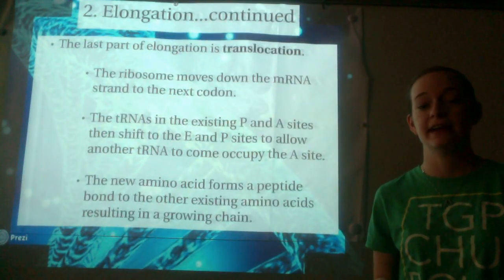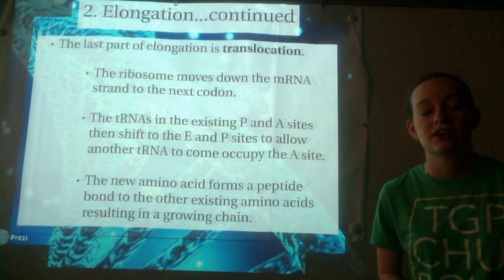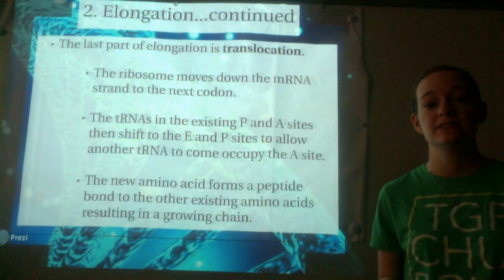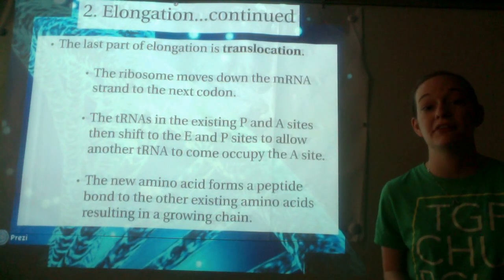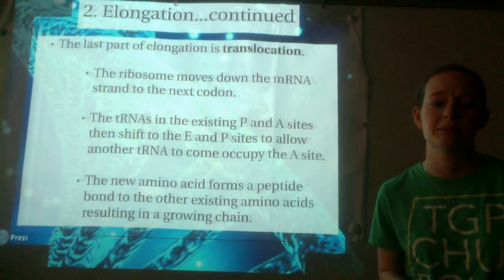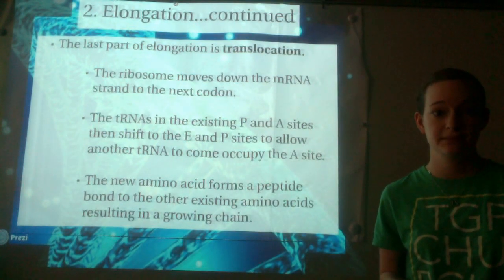The last part of elongation is translocation. The ribosome moves down the mRNA strand to the next codon. The tRNAs in the existing P and A sites then shift to the E and P sites to allow another tRNA to occupy the A site. The new amino acid forms a peptide bond to the other existing amino acids, resulting in a growing chain.